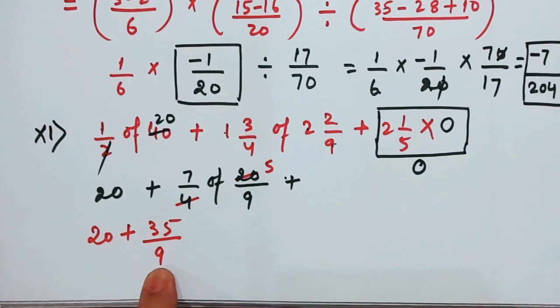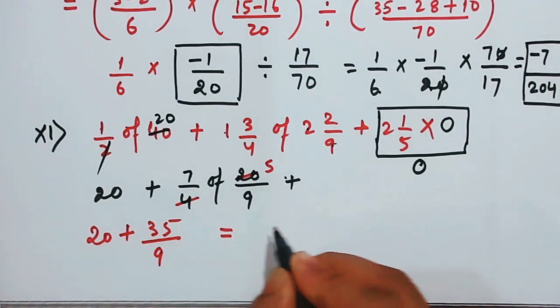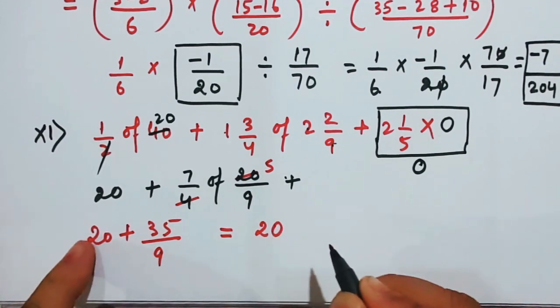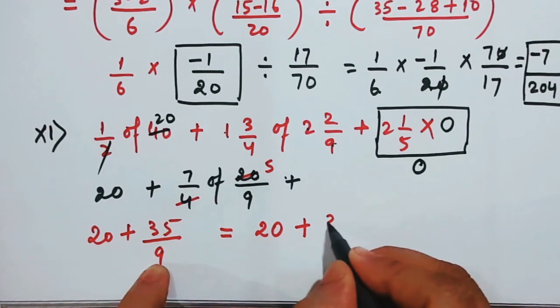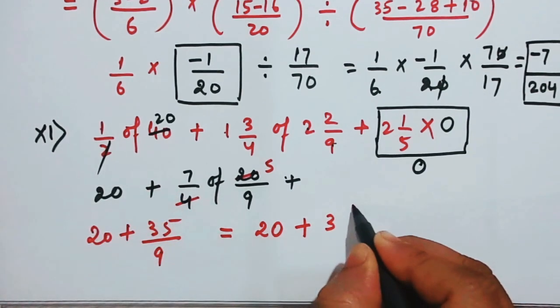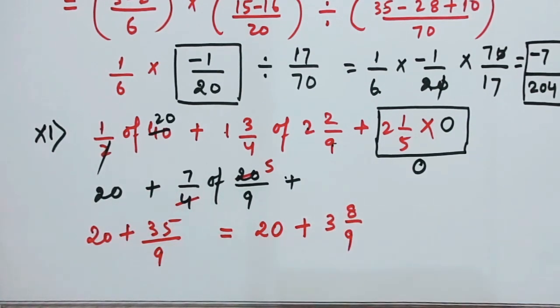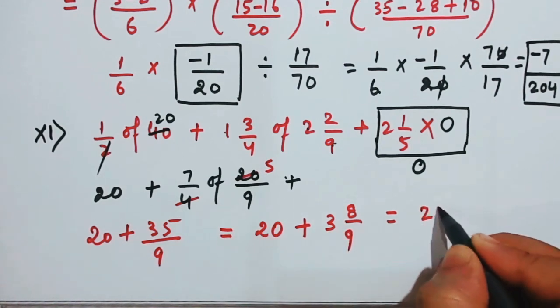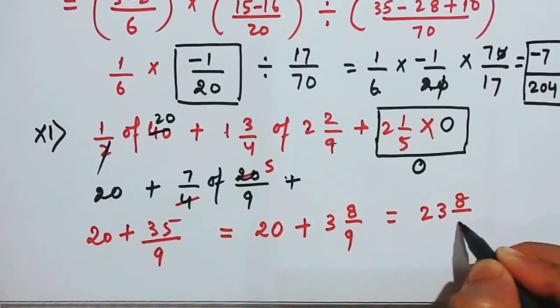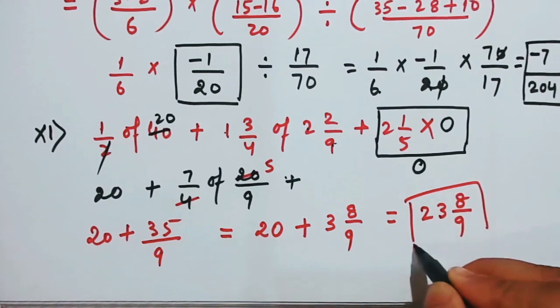You can take out the LCM of 9 and 1 and then again you multiply and divide. But what I will do here, I will write 20 over here, and 35 by 9 can be written as 3 8 by 9 when you will convert it into mixed fraction. But 3 8 by 9, yes or no? What do you mean by 3 8 by 9? It means 3 plus 8 by 9. So 20 plus 3 is equal to 23 8 by 9. Sasta and tikau. क्या बोले?